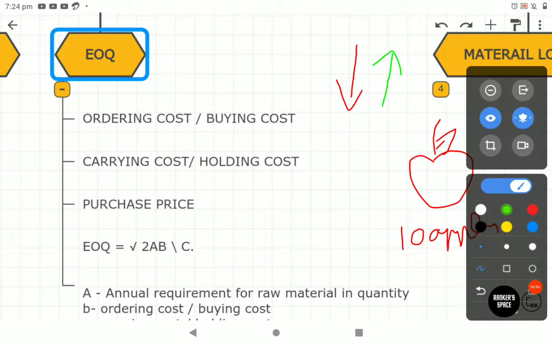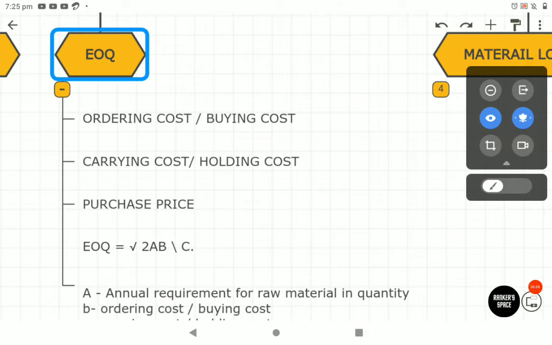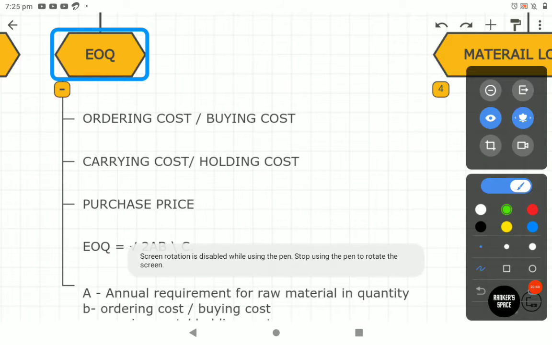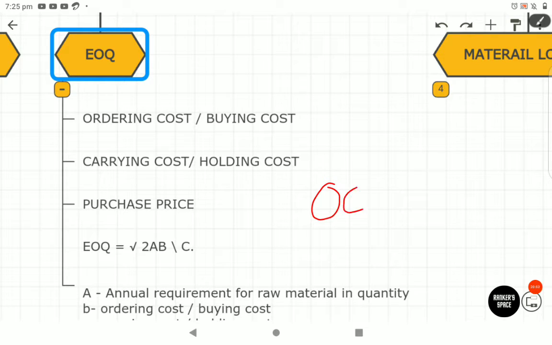So there is no meeting point. What should I do, ma'am? If I buy more, I'm losing on something or the other. The ordering cost and the carrying cost are not even meeting. Either this is going up or this is coming down. What to do? So that is why they formulated a point.